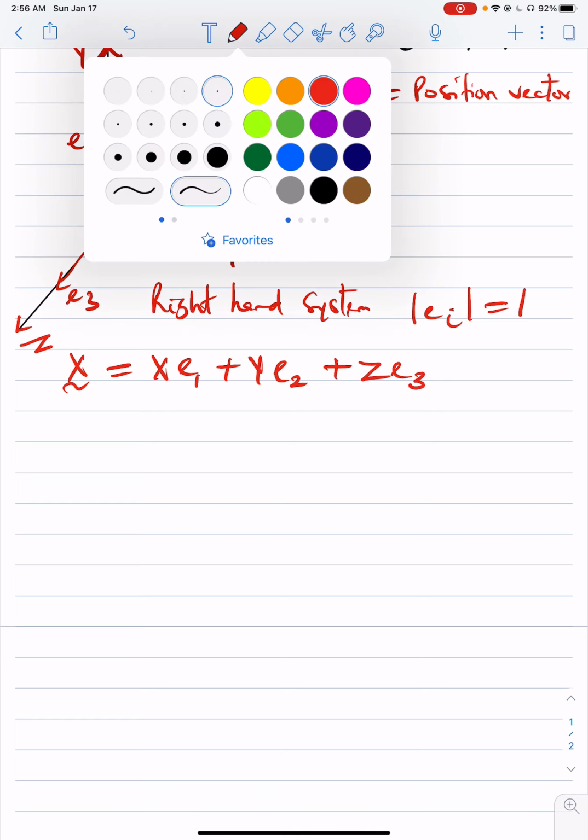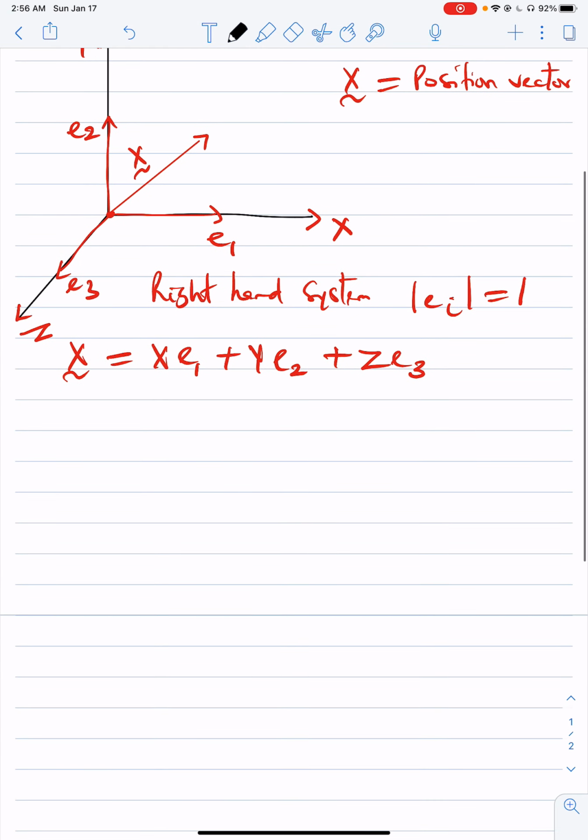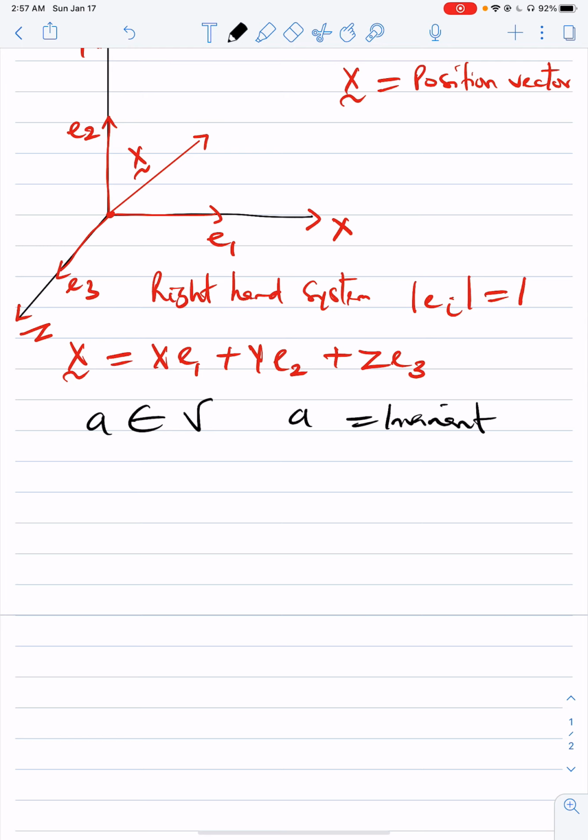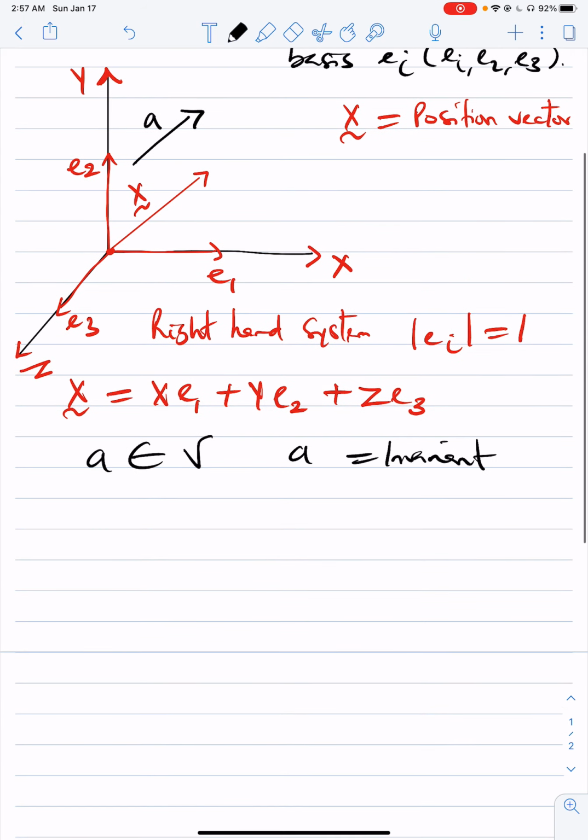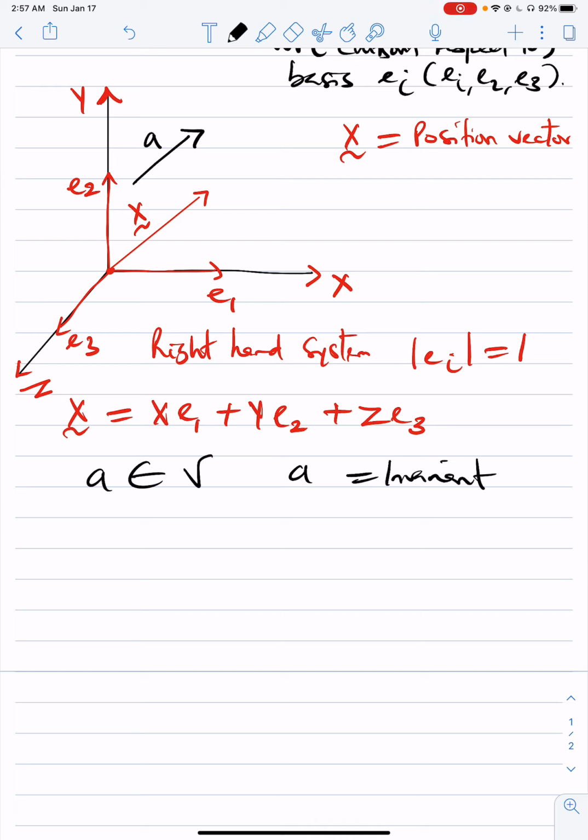And now, if you look at it, A is a vector. A is invariant. What that means is, let's assume A is in this space. This is A. A itself does not change. So A doesn't change, but its components change.